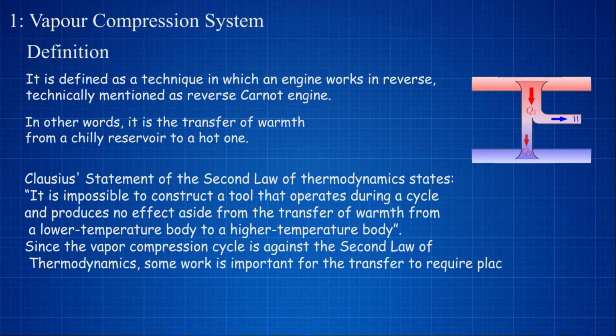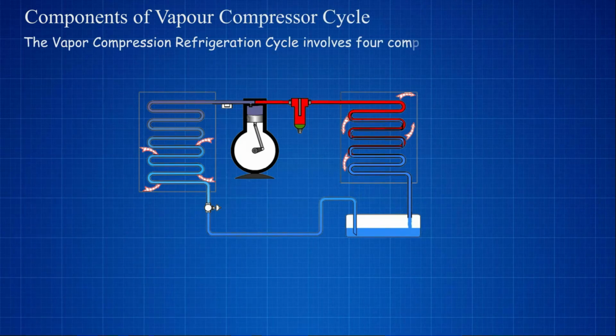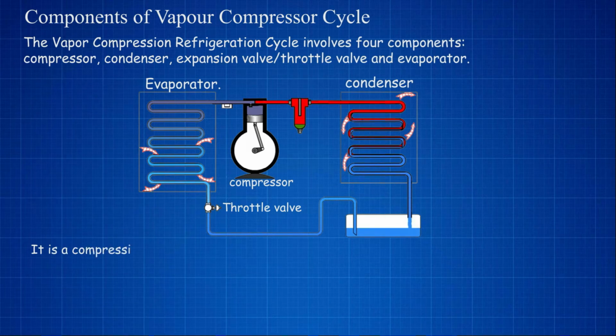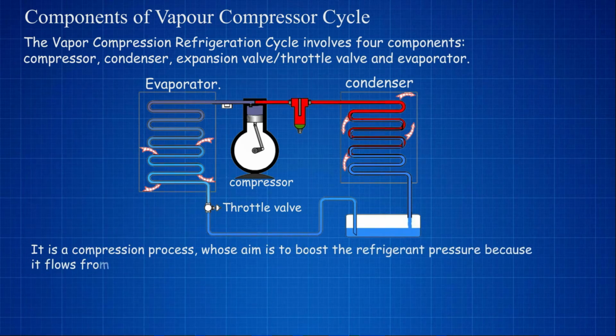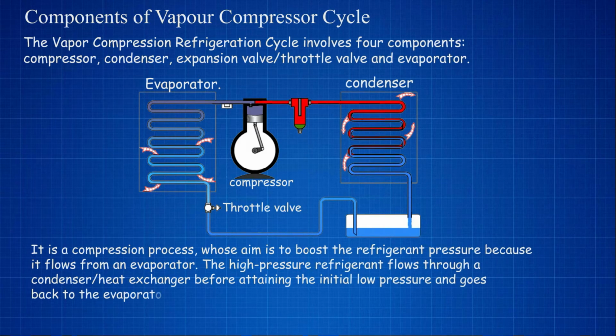Components of vapor compressor cycle. The vapor compression refrigeration cycle involves 4 components: compressor, condenser, expansion valve or throttle valve, and evaporator. It is a compression process, whose aim is to boost the refrigerant pressure as it flows from an evaporator. The high-pressure refrigerant flows through a condenser or heat exchanger before attaining the initial low pressure and goes back to the evaporator. Let's discuss these processes in more detail.